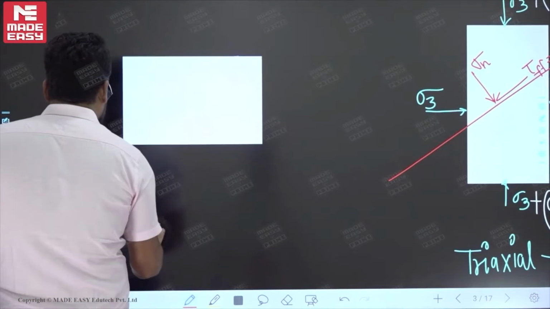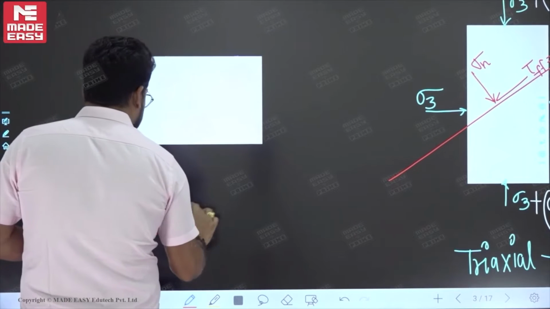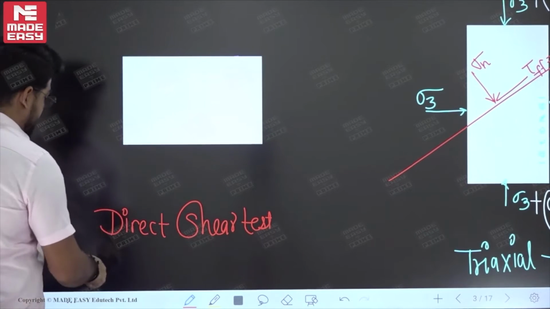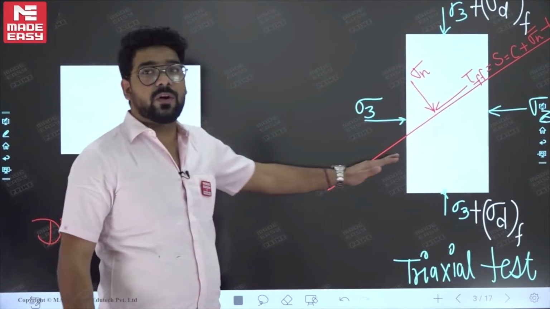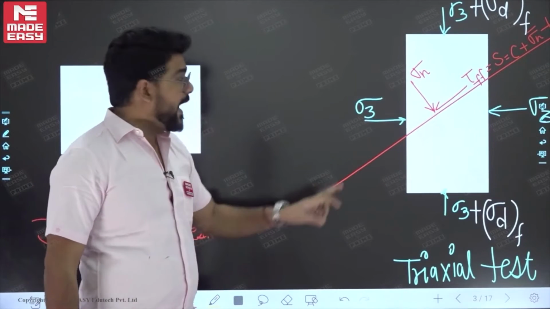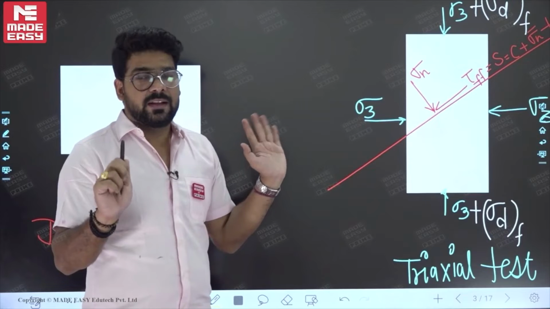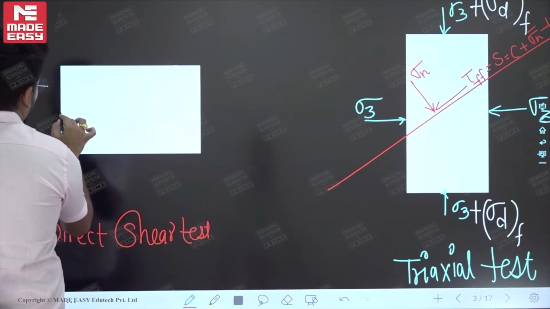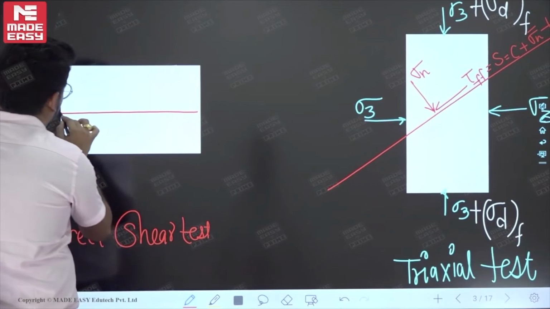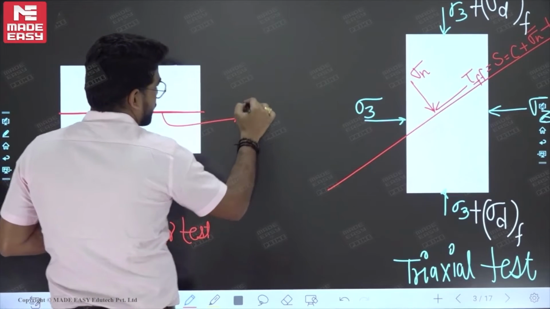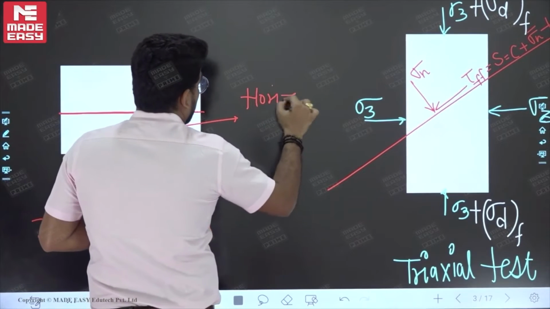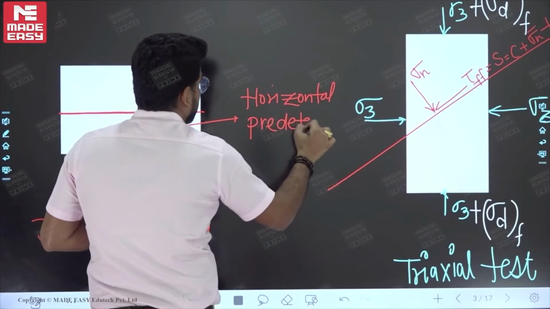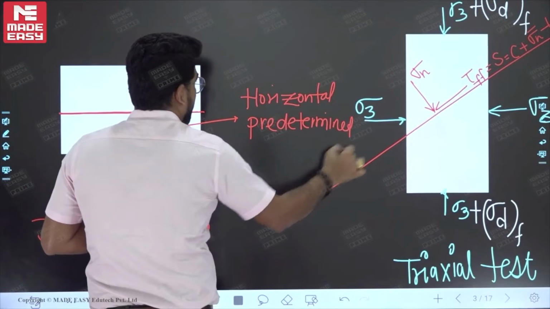When we are considering the direct shear test, point to be noted, in this test the failure plane is predetermined, whereas in the triaxial shear test, the failure plane will always be the weakest plane, and this plane is not predetermined. That angle will be theta c, 45 plus phi by 2. But in this case, the soil specimen will fail over this failure plane, which is a horizontal predetermined failure plane. Okay, this is horizontal predetermined, because the failure will always take place over here, the predetermined failure plane.